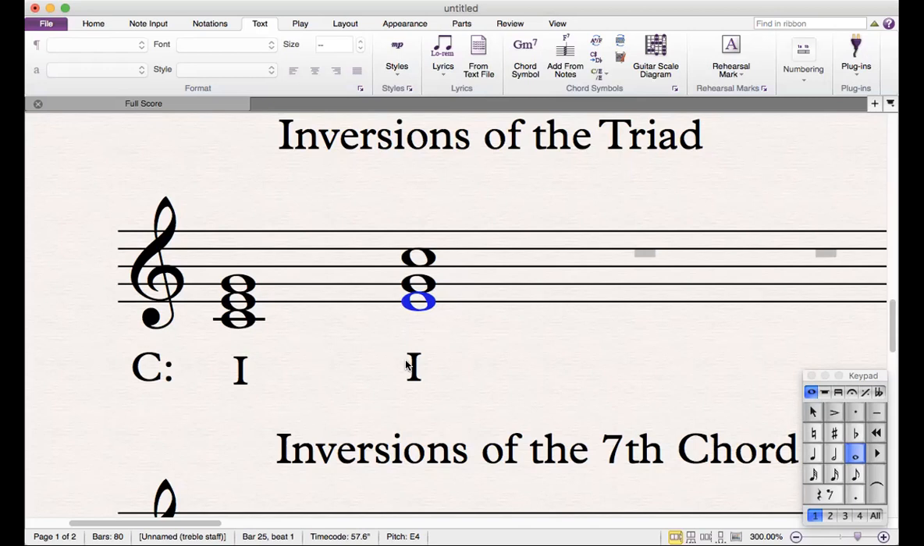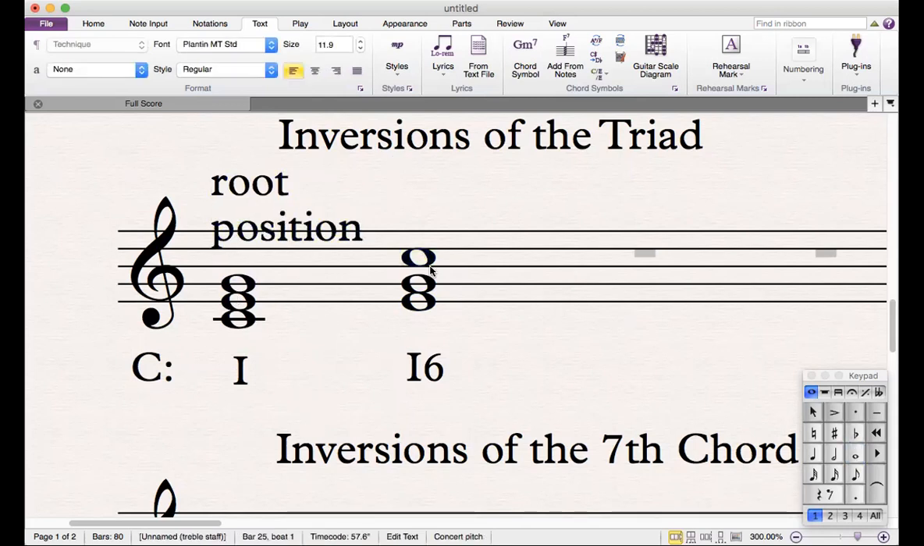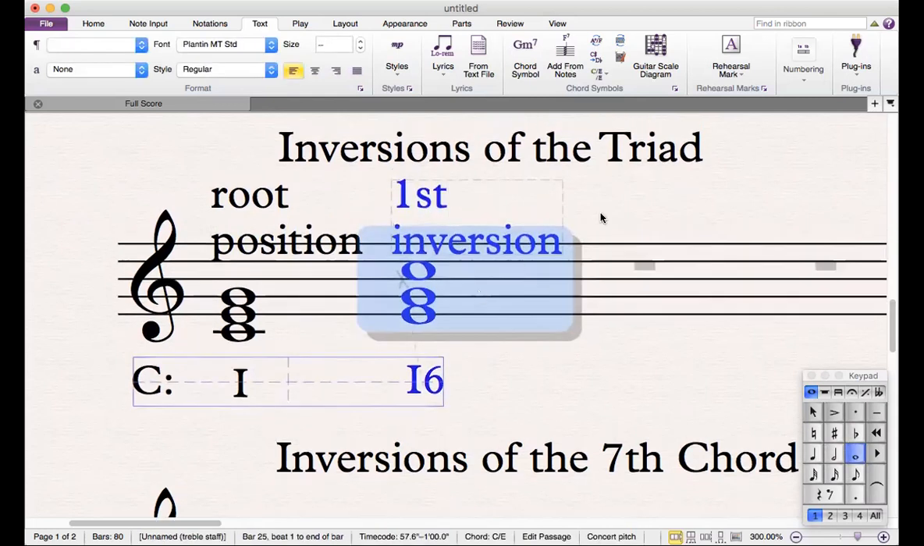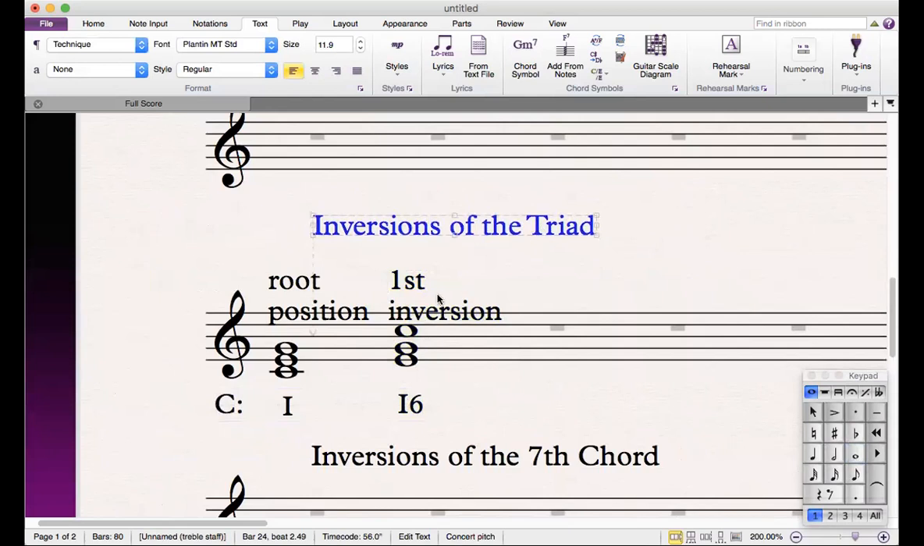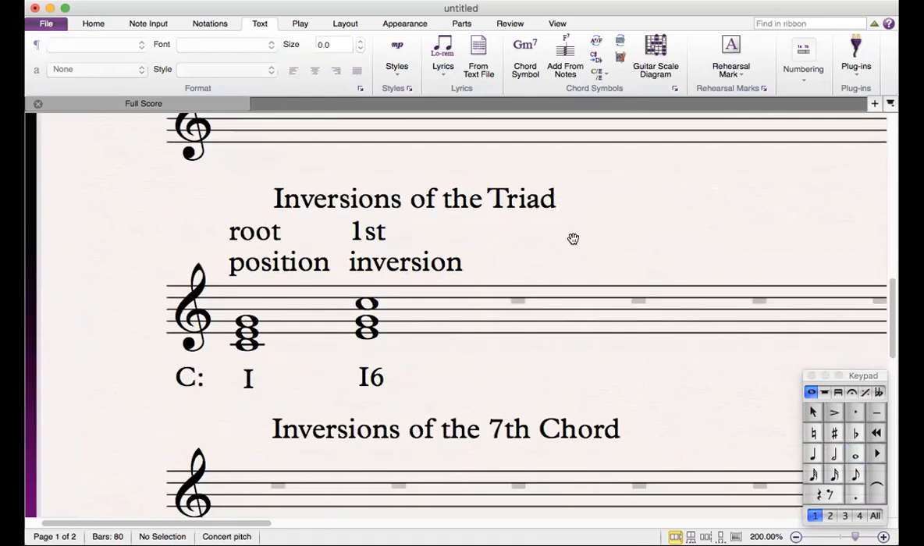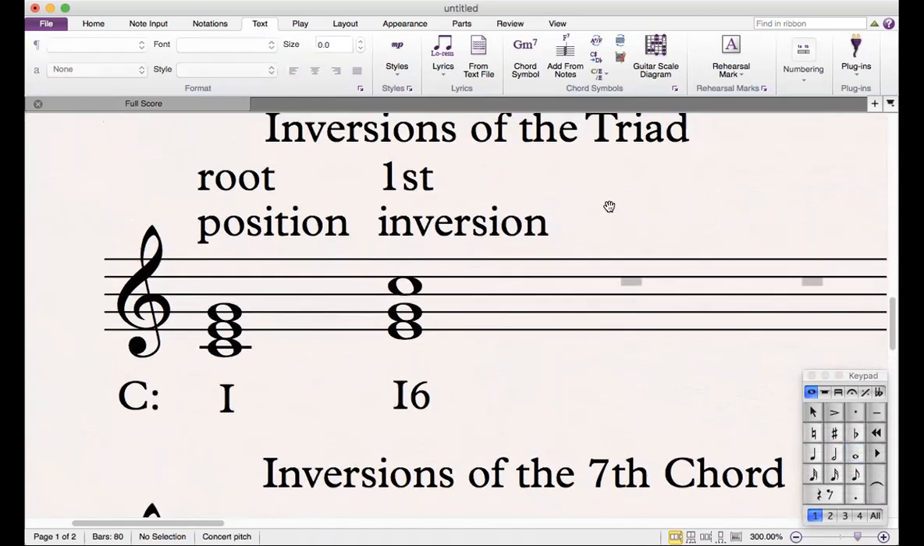Okay, this is what's called the first inversion triad. Okay, so that's going to be represented by 1, 6. Again, this was root position. All right, this is first inversion. Let me give a little room here. Okay, and then we're going to do this one more time because there's one more note in a triad. I'm going to copy and paste this over here.